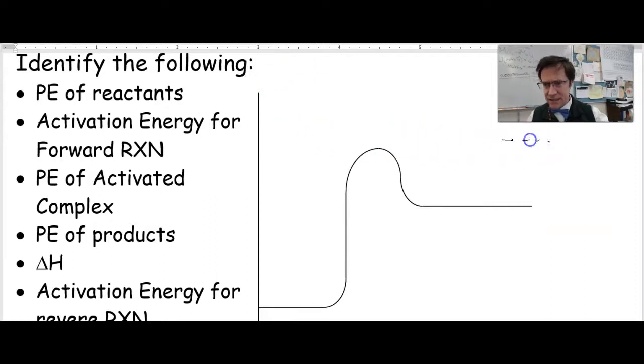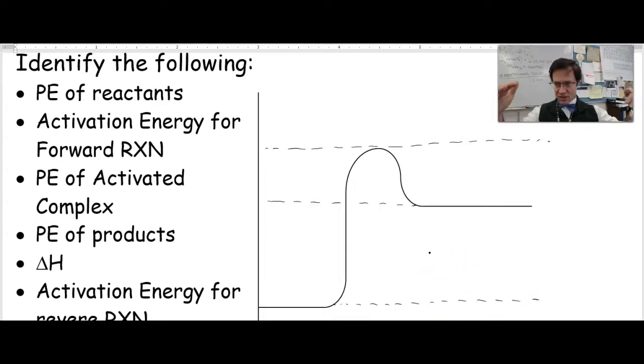So I still need to have these lines. You'll see on the tests and quizzes that they include these lines here. And these dotted lines are just to help us keep track of the scale. Usually they're actually drawn straight. I'm going to draw some random lines, and y'all are going to tell me what they are.